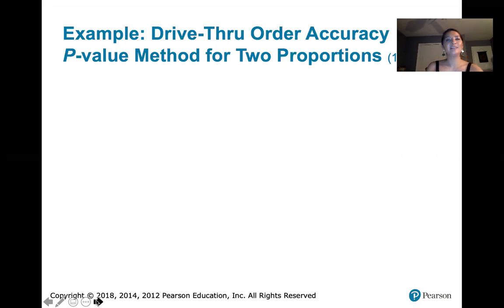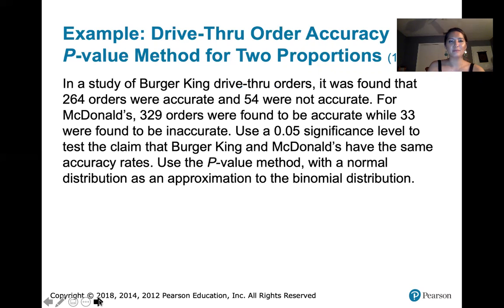And we will tend to use technology to compute the necessary probabilities. But we could also use table A2 to compute those probabilities because our test statistic happens to be a z-score from that standard normal distribution. So let's look at our problem statement.